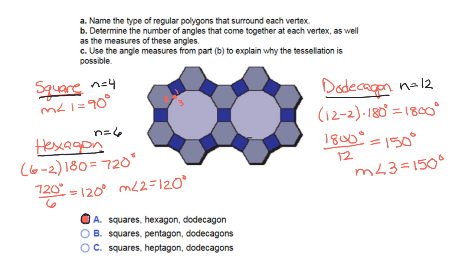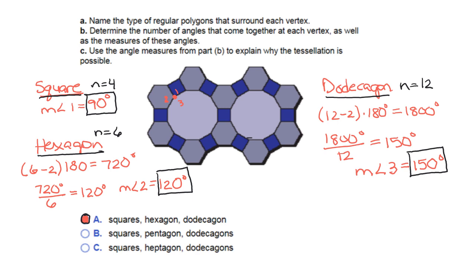Part B says determine the number of angles that come together. So we can see that we have 3 shapes that come together, which have 3 angles that come together. So the answer for part B is 3 angles that come together at each vertex. And then the measure for each one of those: we found that the one on the square is 90 degrees, the one for the hexagon is 120 degrees, and for the dodecagon, that measurement is 150 degrees. And that would conclude part B.